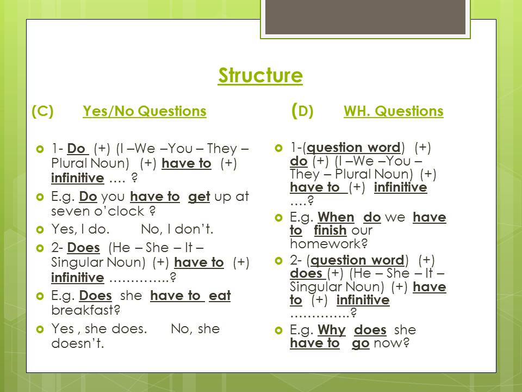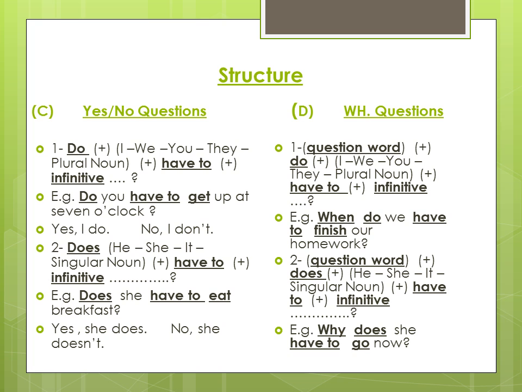Some students think that if you use he, she, it, or a singular noun, you use has to. This is wrong. هنا هيكون خطأ استخدامك لhas to. Why? Because you start with does. لما نكون بدأنا does, so after the subject, you don't use has to, you use have to. And after have to, you use the infinitive.